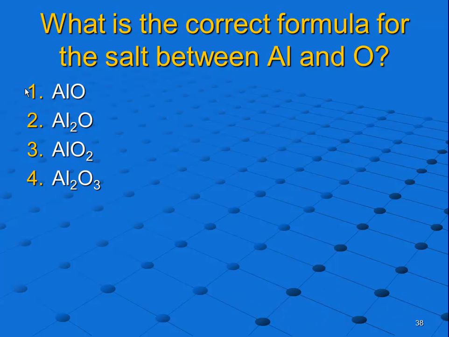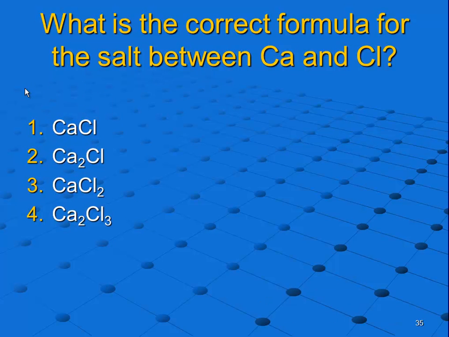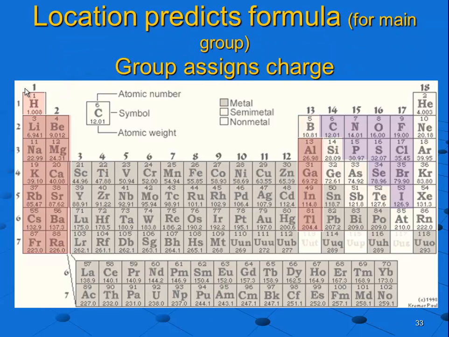Okay, one last one just to check your understanding here. Correct formula for the salt. Again, salt means something from the left, a metal, with something from the right, a non-metal. Al and O, let's go back and find those on the periodic table. So we're looking for Al, and remember it's on the right, but it's still in the metals, so it's in group 3, but aluminum's a metal, so that means it's going to be 3+.